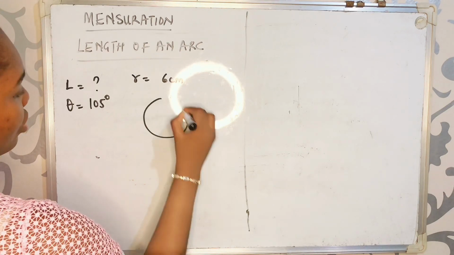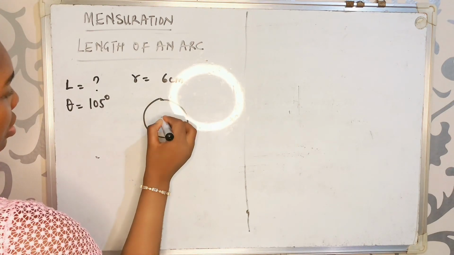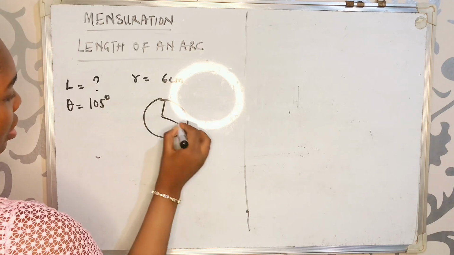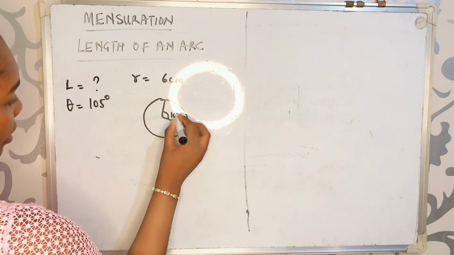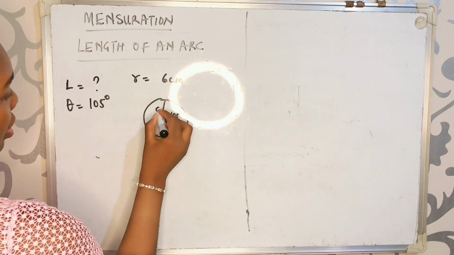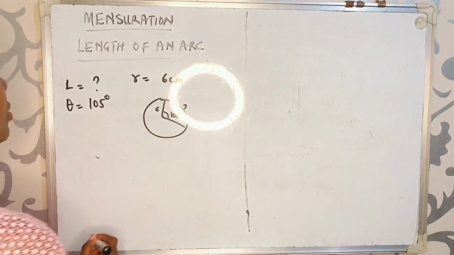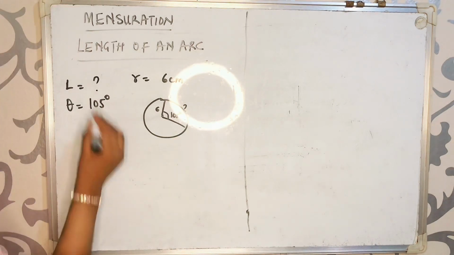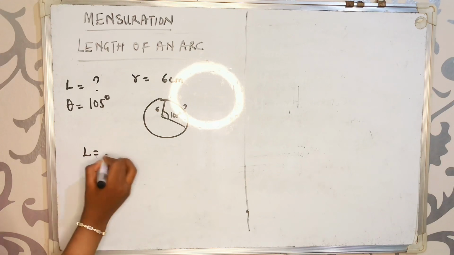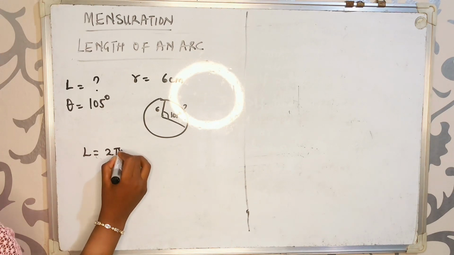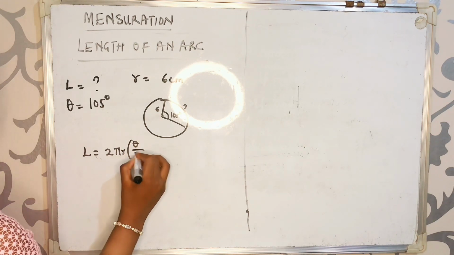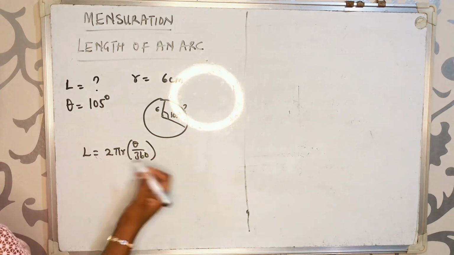I know the diagram is going to be something like this. Let's say this is the center. This is 105 at the center, and then here is 6. Then we have to look for this. So, given the formula for the length of an arc, we have L is equal to 2 pi r bracket theta over 360. And that is what we are going to do.